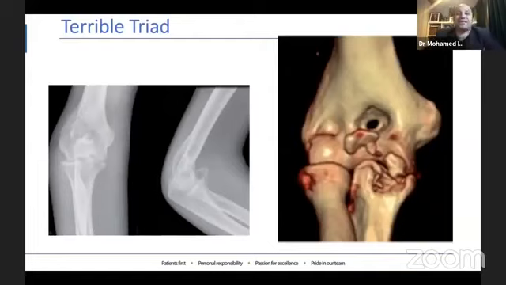This is not his scans, but what we should do when we suspect a terrible triad injury: we have to tell the patient the gravity of the situation. The algorithm for managing Regan-Morrey type C is well described, and the same principles apply for all terrible triad: radial head fixed or replaced, lateral ligament repaired, and whether you need to reconstruct the anterolateral facet or not.